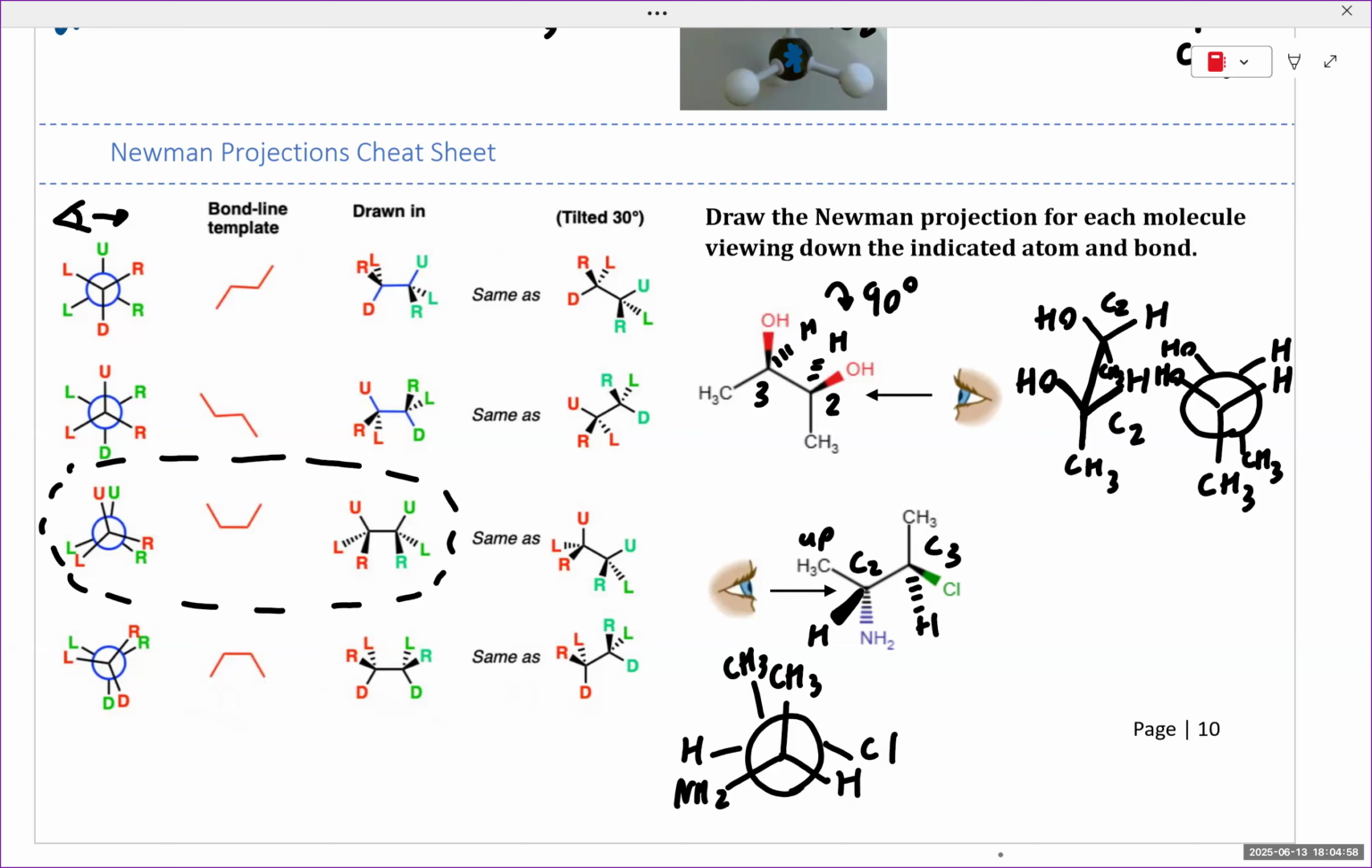So here are two methods to draw Newman projections. And again, I would encourage you to make a model for each of the structures outlined to help you visualize these carbon-carbon bond rotations and adjusting your perspective.